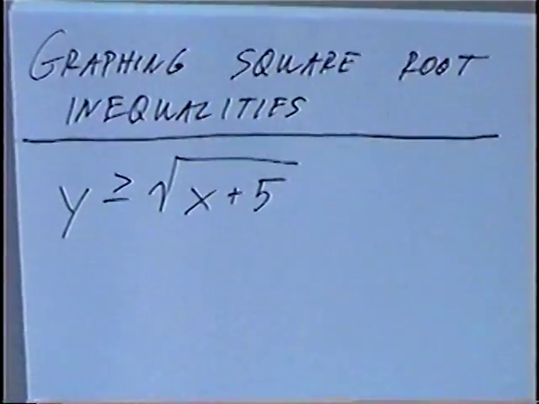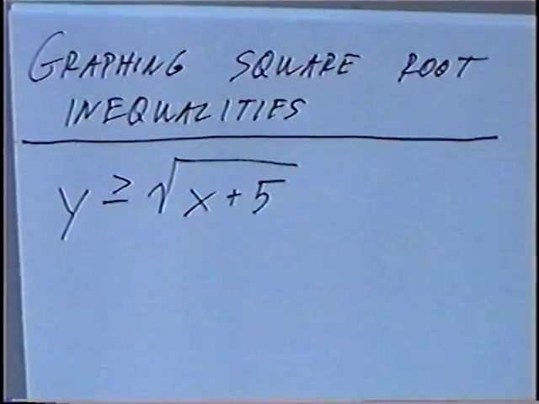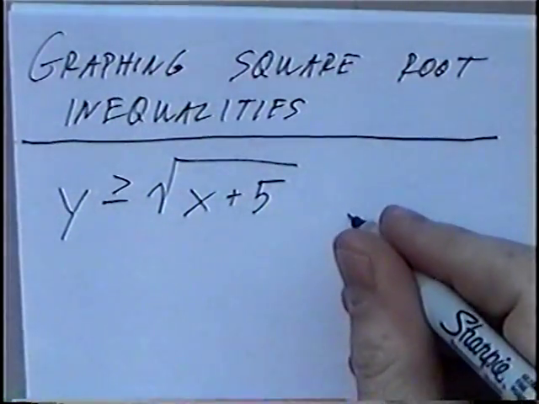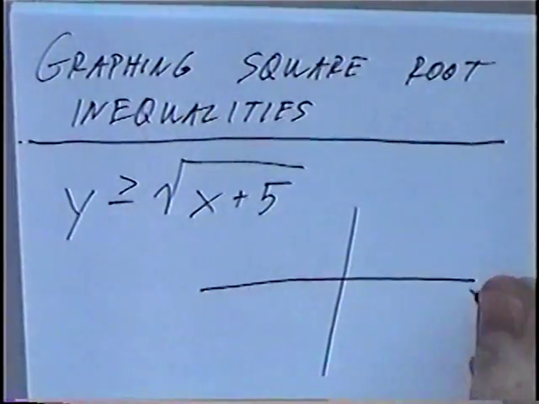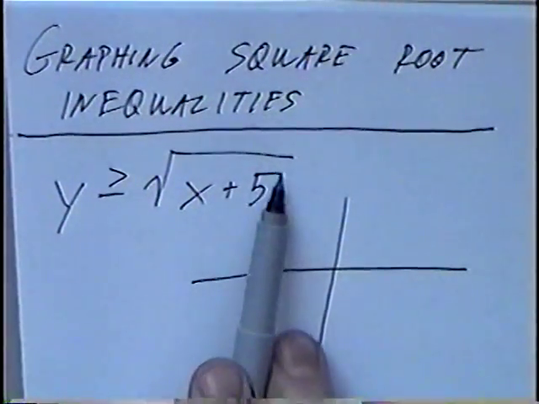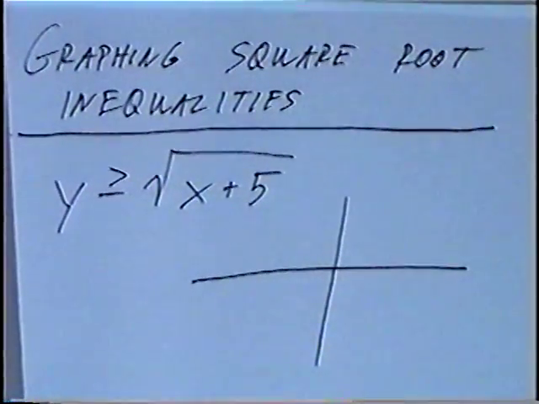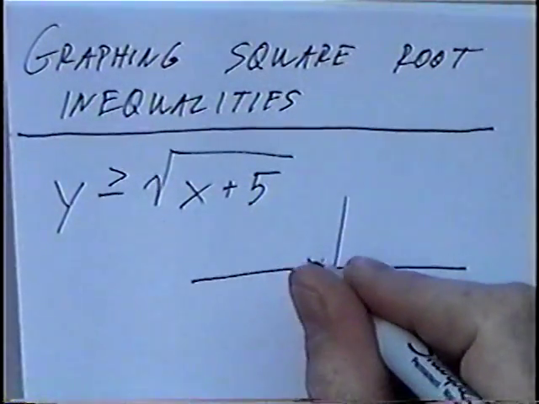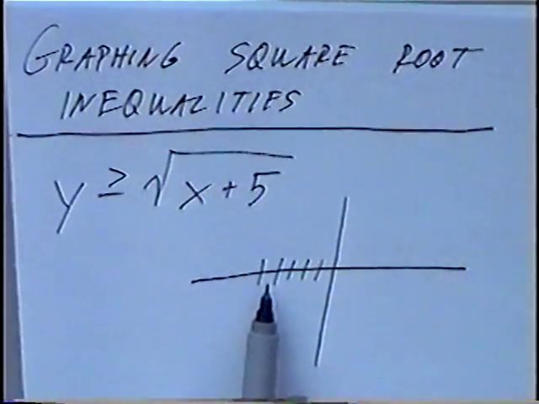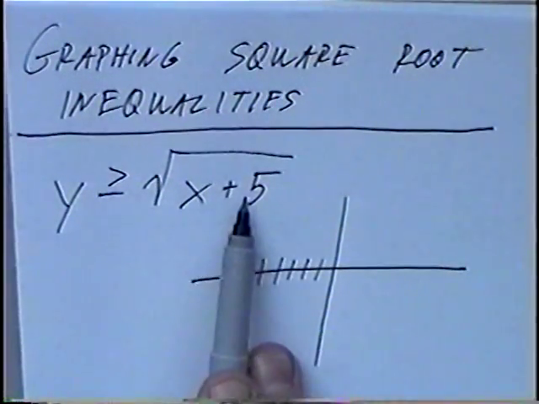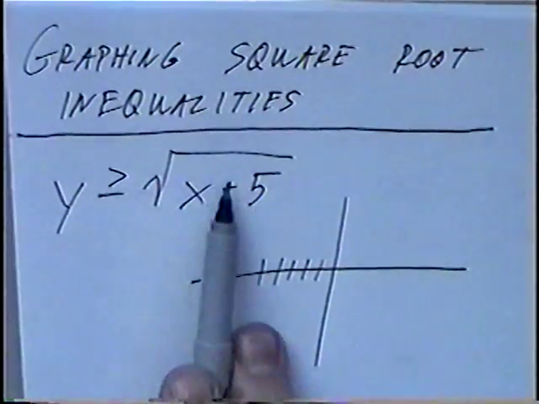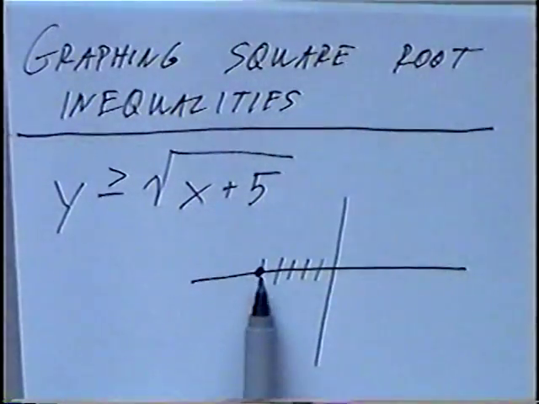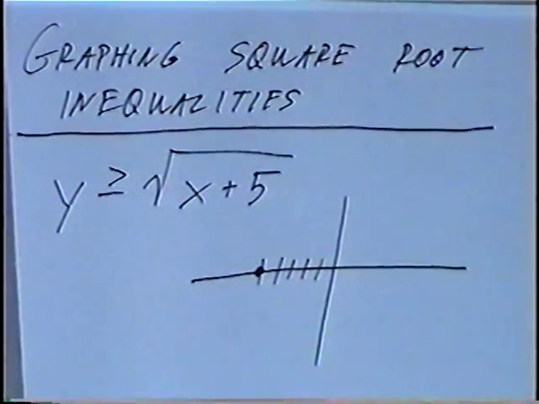To graph this, we could use a t-table like we did before and graph the points. Or if we want to, we can find a single point and then graph the inequality. For example, if we draw the xy axis graph, the single point that we want to graph is where the square root is equal to 0. In this case, x equals negative 5, the square root would be equal to 0. So we can graph a single point. The x value is at negative 5, and if we plug in negative 5, negative 5 plus 5 would be 0. The square root would be 0, so the y value would also be 0. Using this single point, this point's where the square root function starts.